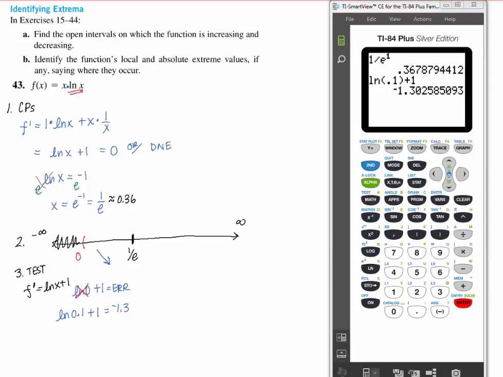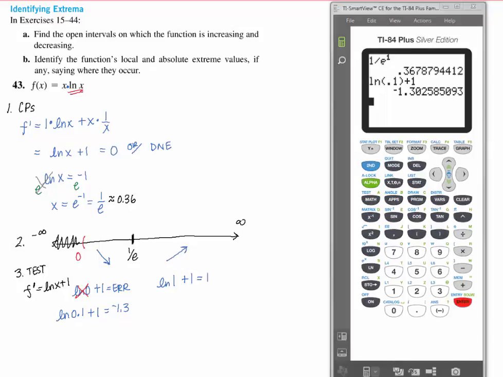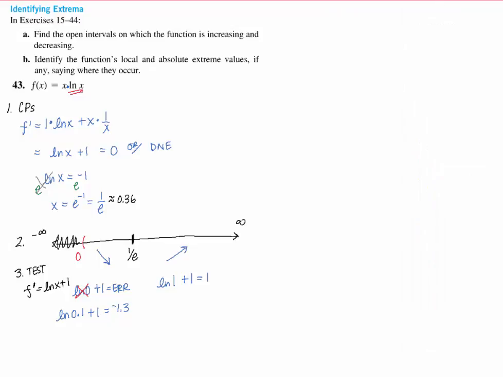Now on the right side of 1 over e, anything larger than 0.36, I like to test a value. So I'll test 1. The natural log of 1 plus 1 equals 1. That's because the natural log of 1 is 0. That's plus 1, we get a positive 1. That means that the function is increasing after 1 over e. So that was step 3. The fourth step is just to decide what's actually going on here.